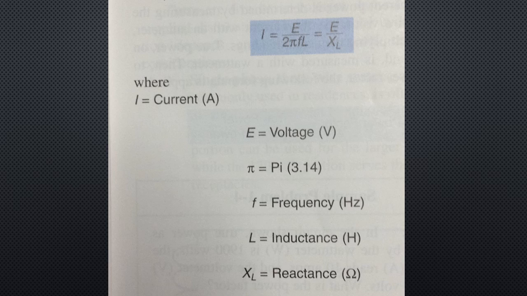One key idea to remember about purely inductive circuits is that the current lags the voltage by 90 degrees. Again, inductive circuits have current lag voltage by 90 degrees. Also, since inductive reactance increases or decreases with the frequency of a circuit, it has the same effect as resistance and impedes the current flow.